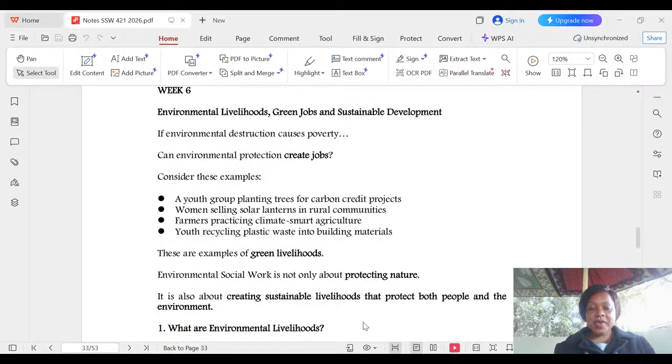So as we are looking after the environment, okay, being our client, we are also being realistic and looking for the means, okay, the financial means to be able to cater for the vulnerable groups in our society. And so we ask the question, or I ask you the question, can environmental protection create jobs or create opportunities? Okay. So we want to look at some examples of where this question is answered.